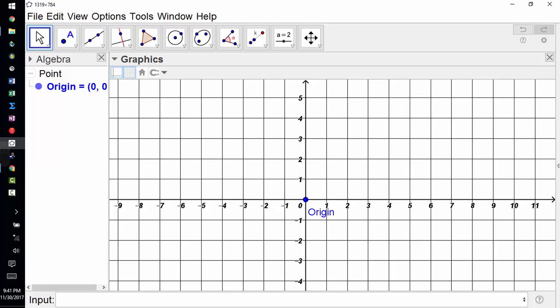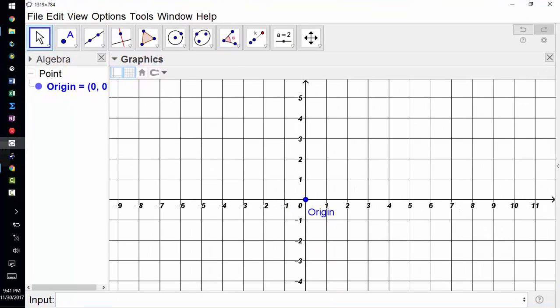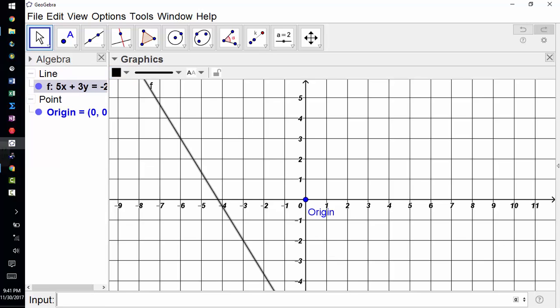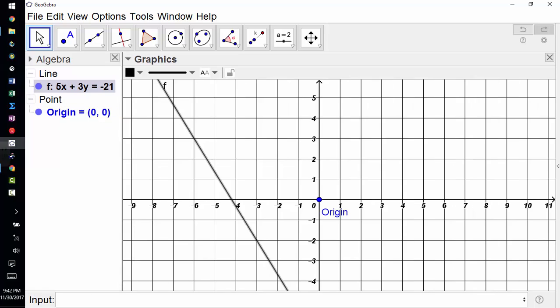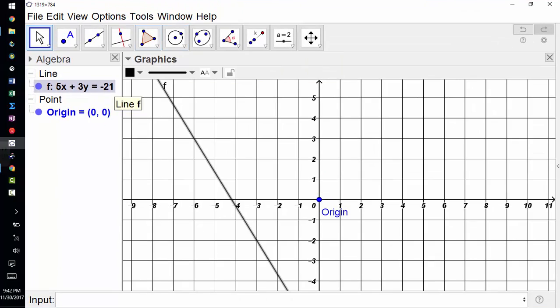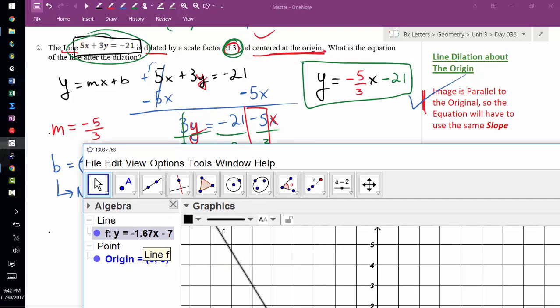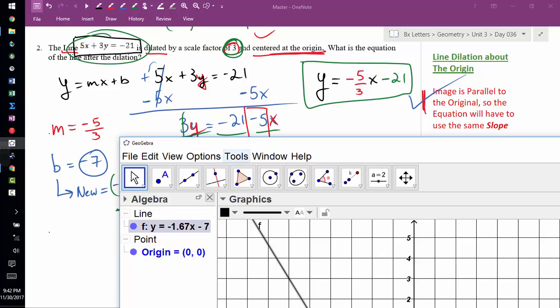If you want to see it graphed in GeoGebra, we'll graph it right now. So I'm going to literally take this equation, 5x plus 3y equals minus 21, and graph it. So type it in, 5x plus 3y equals minus 21. Boom. Graph it. You can see that equation. Yep, matches up. And then I'll convert it to slope-intercept. So that minus 5/3 is that minus 1.6666, and so on. And we got the same y-intercept, that minus 7.